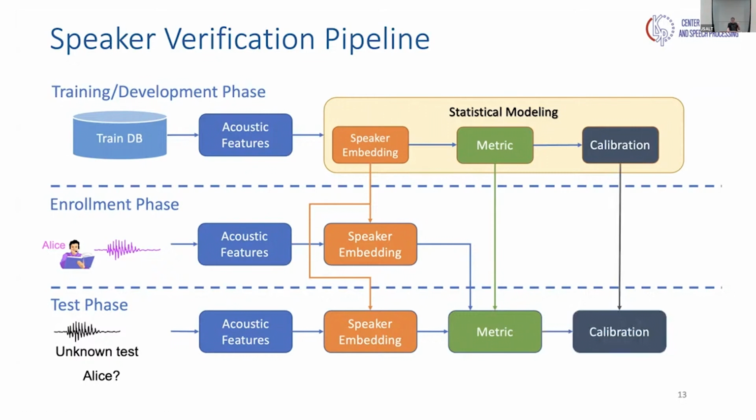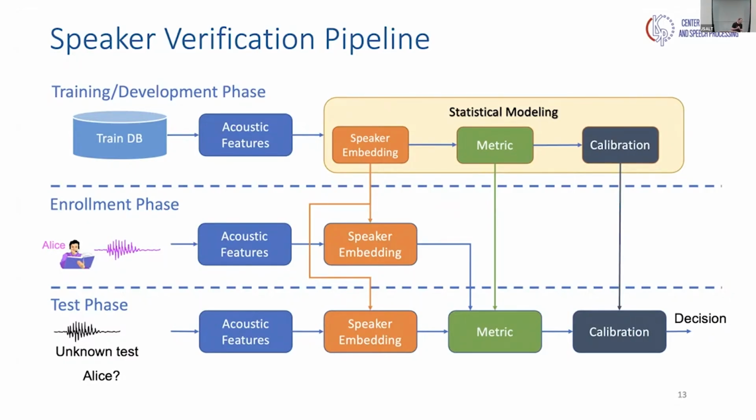And then we have this optional block, the calibration block, that will transform this number into something that has probabilistic meaning, like a log likelihood ratio or a posterior probability. So, for example, we can then ask what is the posterior probability that the unknown test comes from Alice, right? And once you have this posterior probability, at the end you always have to take a decision, yes or no.